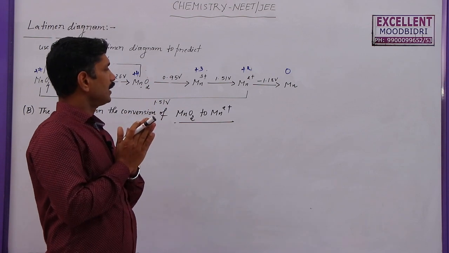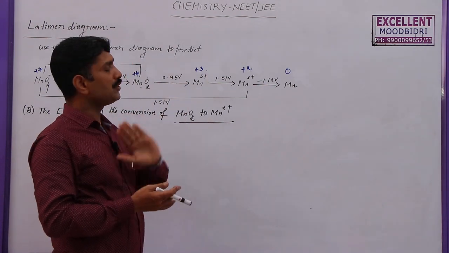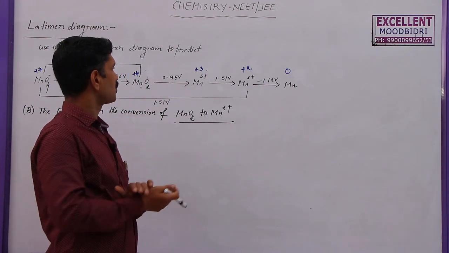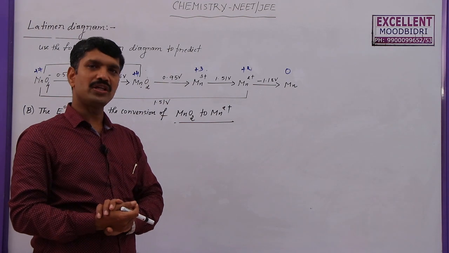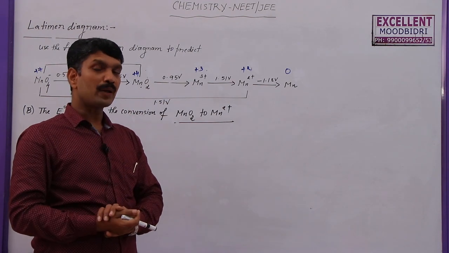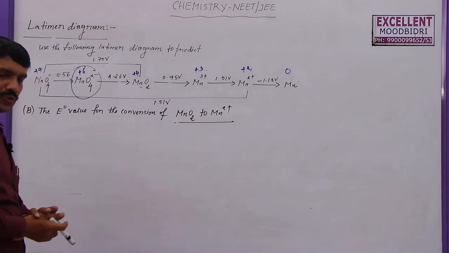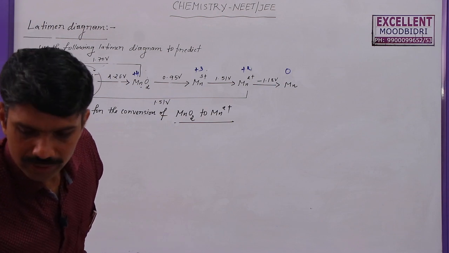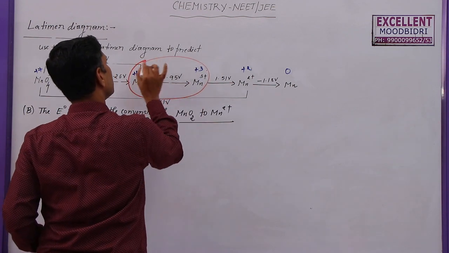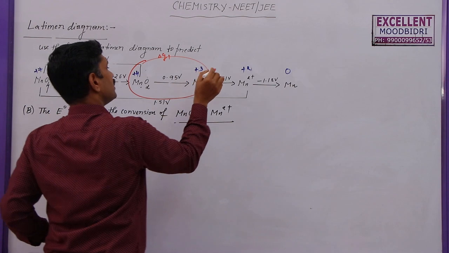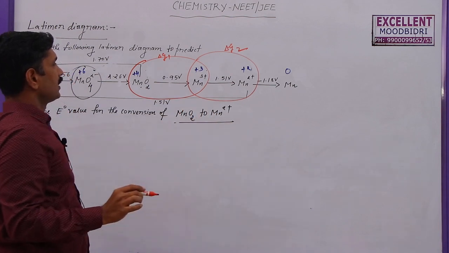This concept is based on thermodynamics, because the conversion of MnO2 to Mn2+ is only one type of reaction, the oxidation state goes on decreasing. Only one type, a reduction reaction, it does not involve oxidation reactions. Therefore you go for the thermodynamics concept, that means find out the delta G naught value. So here you have to take two delta G. This is for the delta G1, this is for the delta G2.